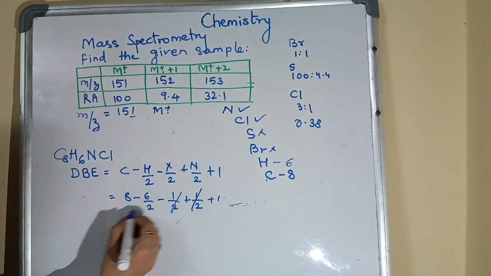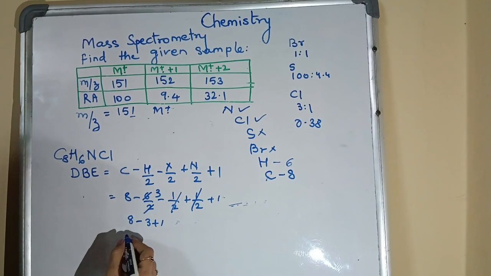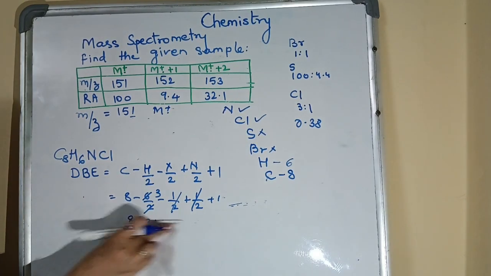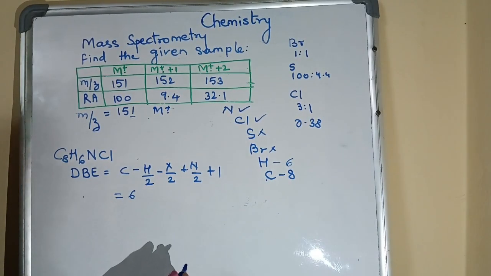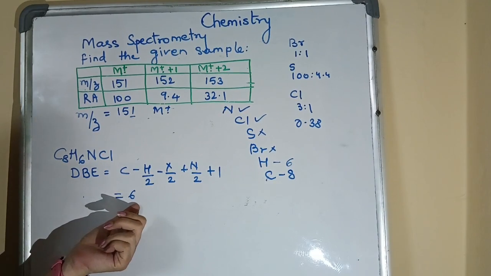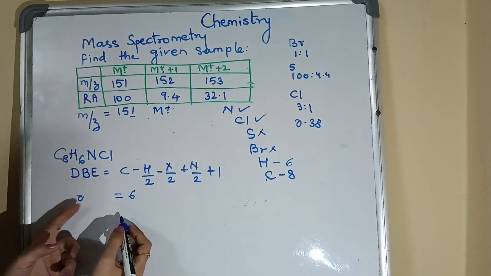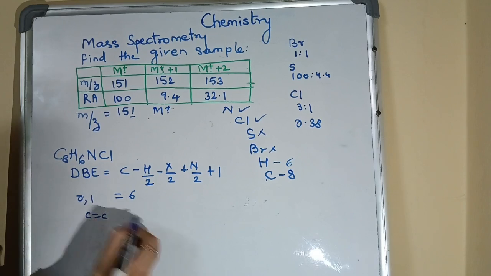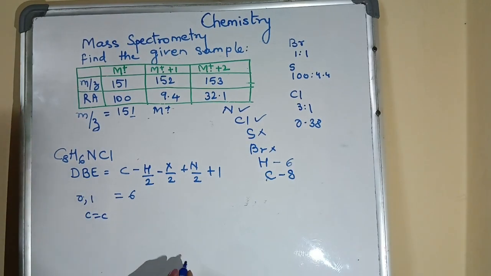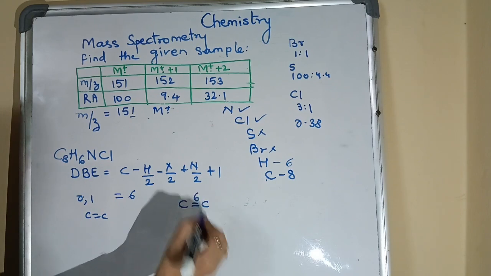Minus half plus half cancels out. 2 3s are 6. 8 minus 3 plus 1. We have the answer 6. So our DBE is 6. Which means, when we see DBE, if DBE is 0, we say that there are no double bonds present. If DBE is 1, we will say that there is one double bond present. Now here it is showing 6 as the DBE, which means we will say that double bonds are 6.